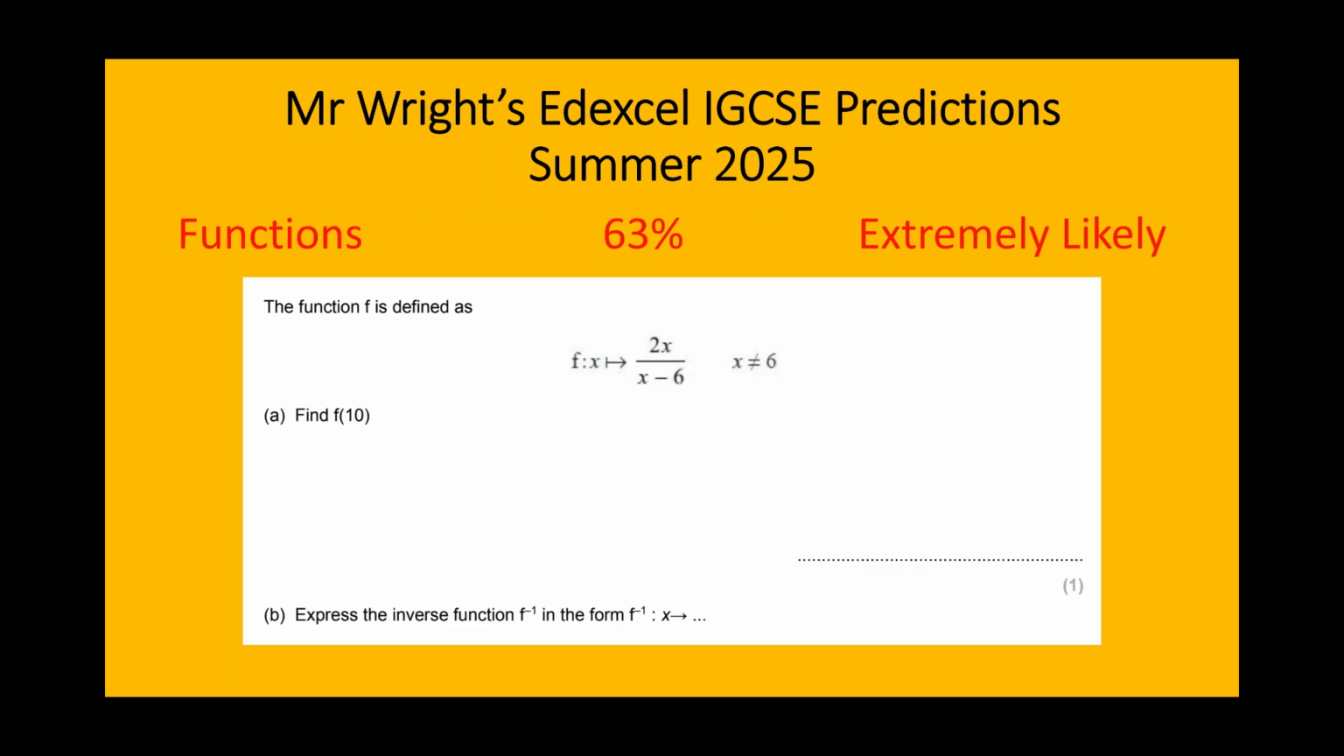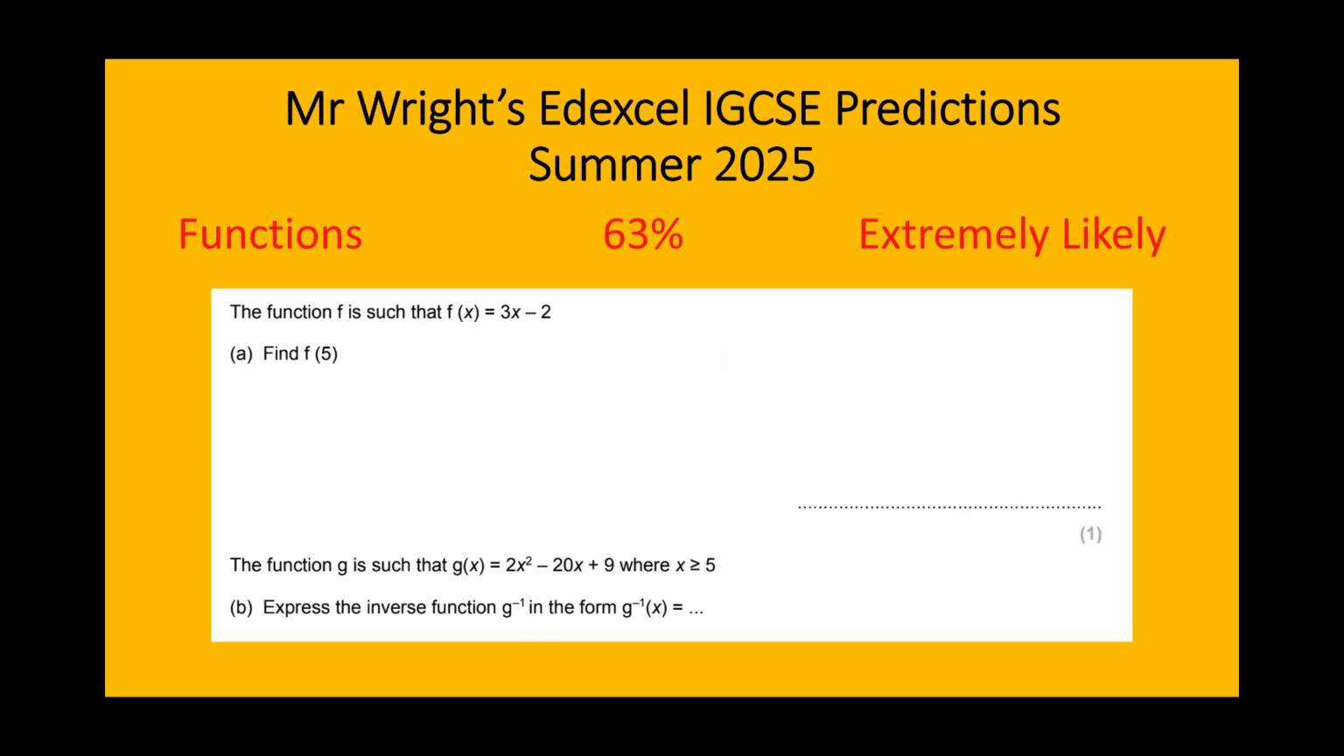Functions. Functions is extremely likely to come up. It comes up more than 50% of the time, so it's going to come up at least once across the 2 papers that you sit. Sometimes you simply have to substitute a value in for x. In this case, you need to find f of 10, so you'll substitute 10 into that expression. Finding inverse functions, part B there, can be pretty complex, can involve completing the square and other algebraic techniques.